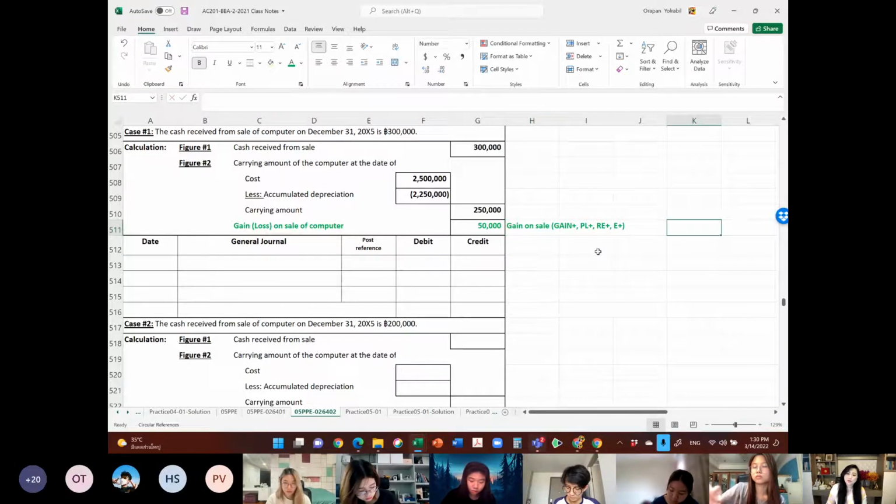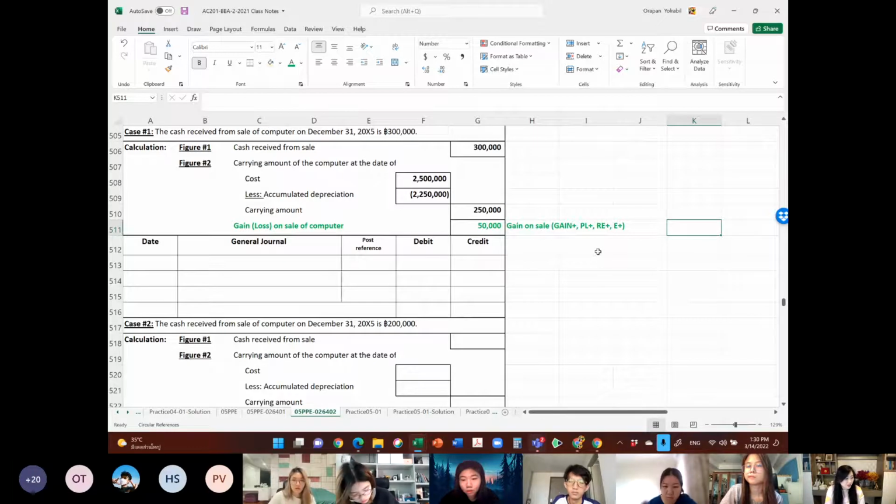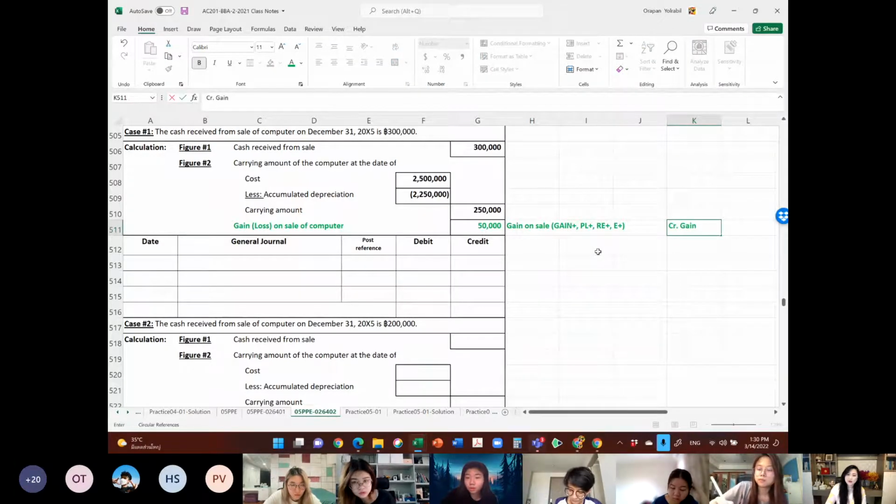So my question to you is, how should I record the gain on the sale? Should it be debited or should it be credited if you want to record the sale? What do you say? From this calculation, case 1, we have gain. Should we record debit to the gain or credit to the gain? Credit to the gain on sale, right? Okay, so this is how you record it.